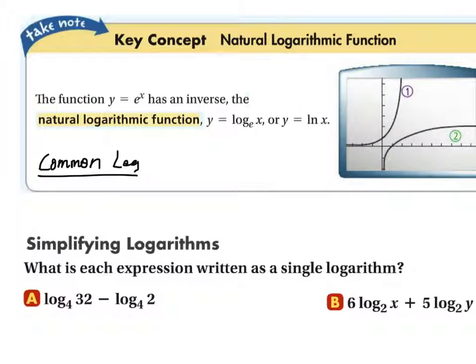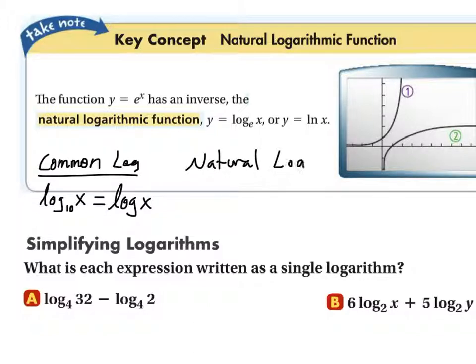The common log, log base 10 of x, we just wrote that as log x, right? If there's no base, that means it was base 10. Called that the common log. Well, today we're going to talk about the natural log, which we have actually already worked with. We just didn't use the proper notation for it.